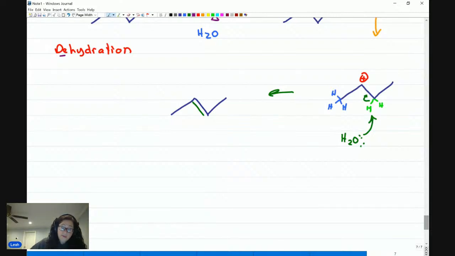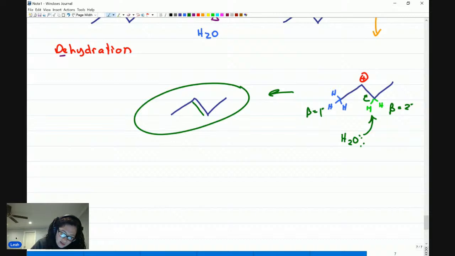Here's the trick. If you grab a hydrogen from the most substituted carbon, you're going to get the most substituted pi bond. Grabbing a secondary beta hydrogen is going to give me a more stable, more substituted pi bond than grabbing a primary. And so looking at the beta hydrogen, seeing this beta is secondary and this beta is primary, if I grab this secondary, I get the major product.